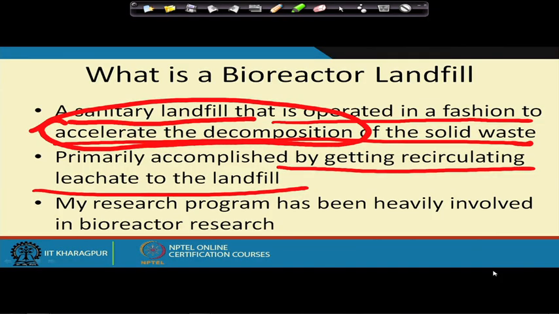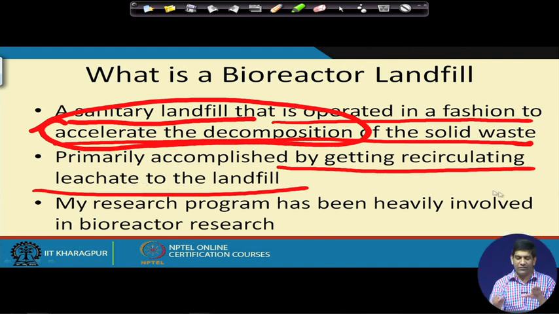Since leachate is produced at the landfill site itself, we have the leachate production system and leachate collection system. All those pipes that I showed you, we have this leachate being collected. So the thought is, why don't we just take this leachate, which is already there, and recirculate it back into the landfill. That's what it says here: primarily accomplished by recirculating leachate to the landfill.